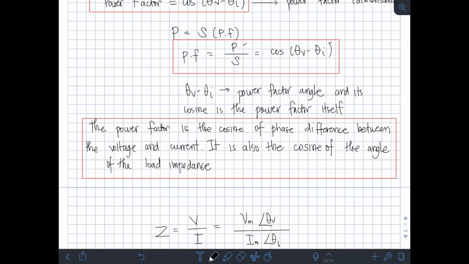Okay? So, yung phase difference, theta v minus theta I between doon sa current at voltage ay tinatawag nating power factor angle. At kapag hinanap natin yung cosine niya, yun na yung pinaka power factor. So, sabi, the power factor is the cosine of the phase difference between the voltage and current.